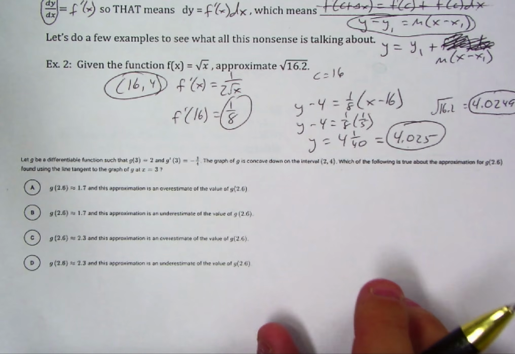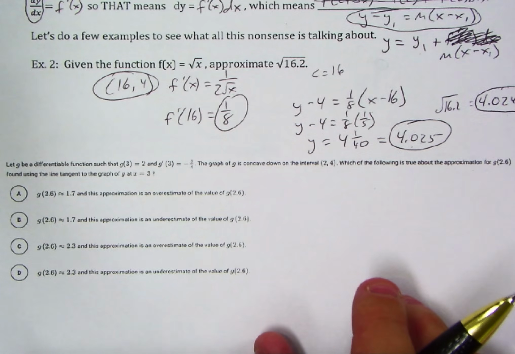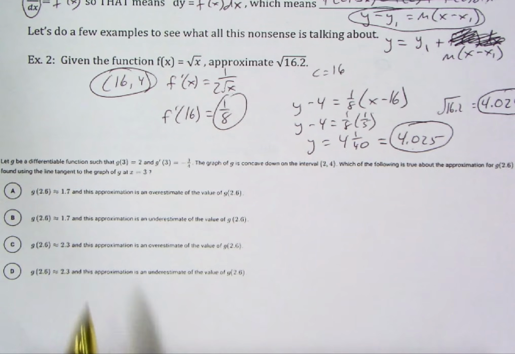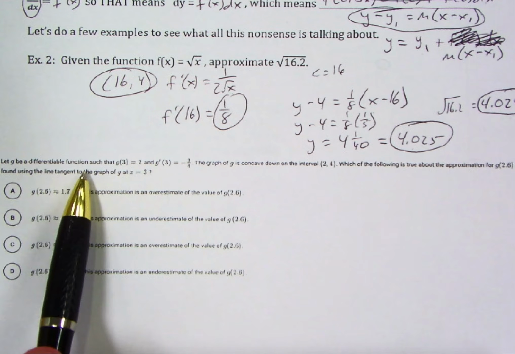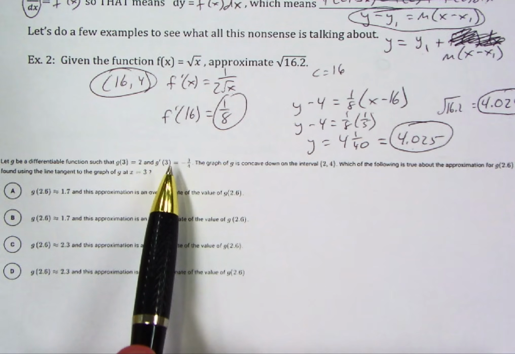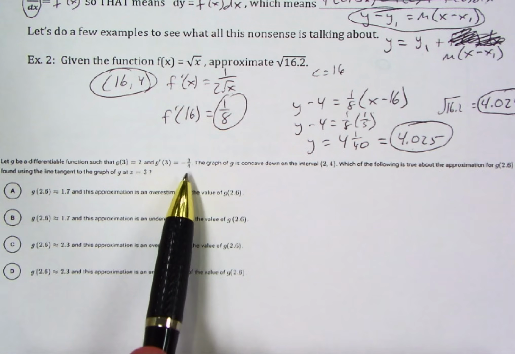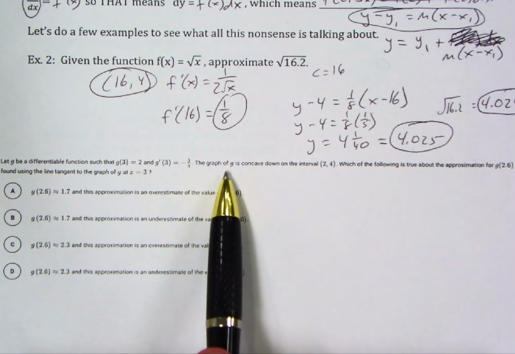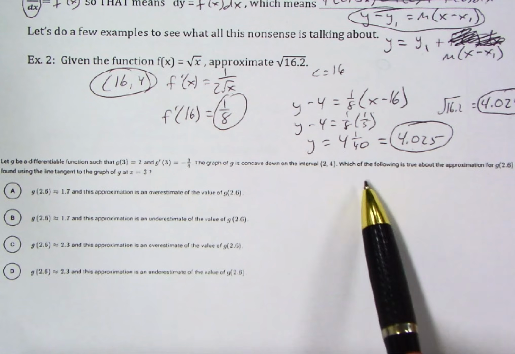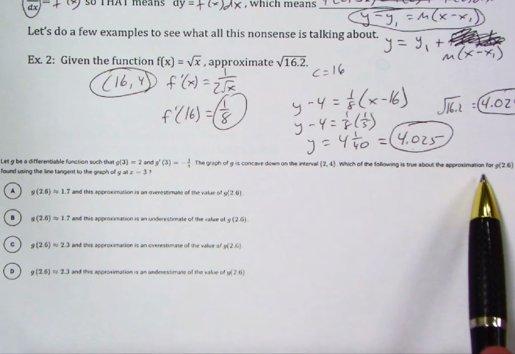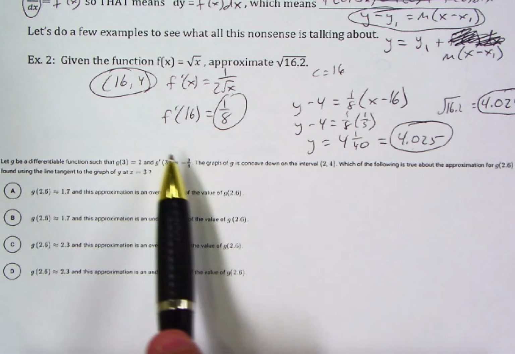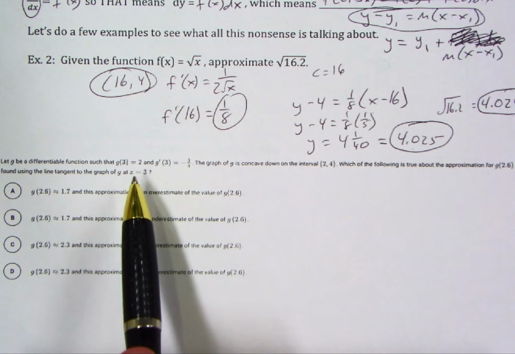So I wanted to add an AP problem that you will come across and actually have to apply this to, okay? A lot of times they won't just give a function. So it says g is a differentiable function. We know g of 3 is 2. We know g prime of 3 is negative 3/4. It says the graph of g is concave down on the interval 2 to 4. Which of the following is true about the approximation for g of 2.6 found using the line tangent to the graph of g at x equals 3?